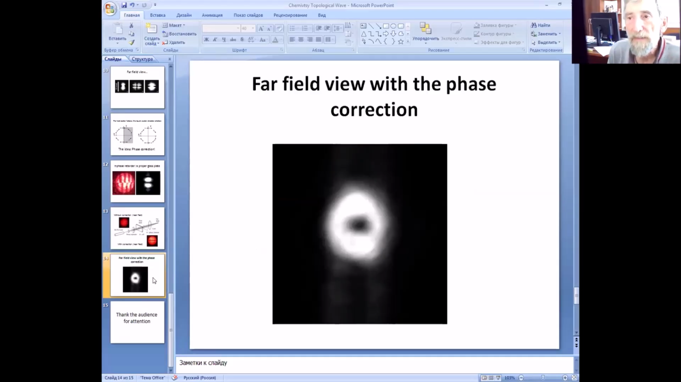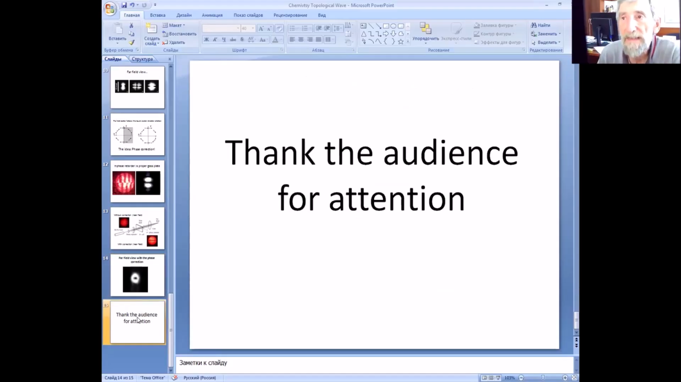donut beam with a singularity at the center, and this is polarization singularity, and we have azimuth orientation of polarization, and we hope then to exploit this beam for the purposes of the free space communications and study the robustness in the propagation. So my short report is finalized. I thank the audience for the attention.